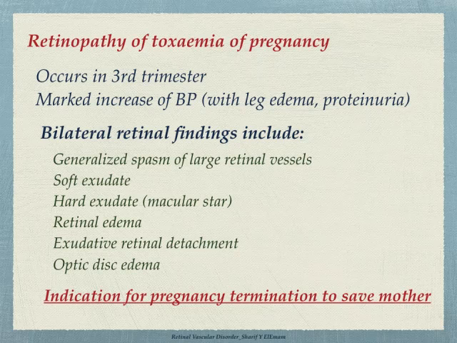They have bilateral retinal findings, including generalized spasm of the large retinal blood vessels, soft exudate covering the retina, hard exudate leading to a macular star, which is the position of the hard exudate within the Henle layer, which is the outer plexiform layer around the fovea, that is horizontally oriented. Retinal edema can also be seen, and it may be so severe that it leads to retinal detachment.